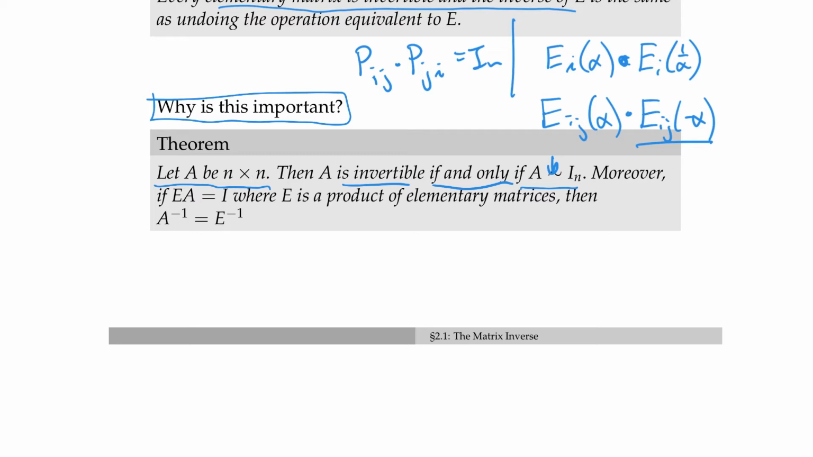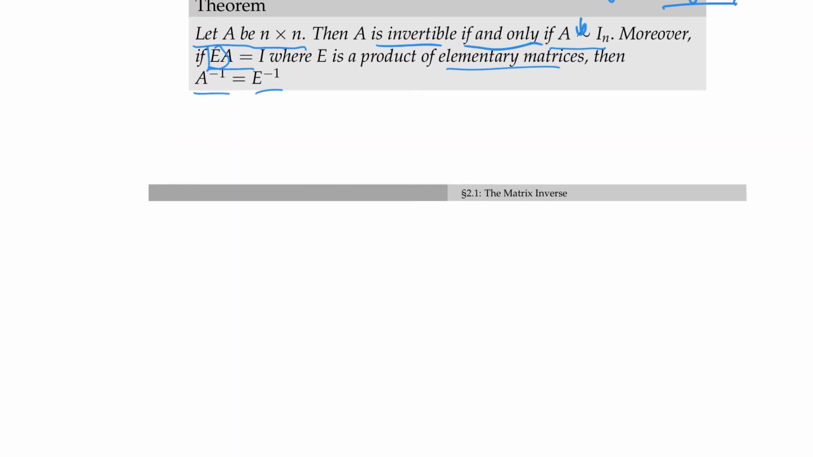Now, if EA equals I, or E is a product of elementary matrices, then the inverse has to be the inverse of E. Let's make sense of all of this. Alright, so let's start with this. A is invertible if and only if A reduces to the identity matrix.